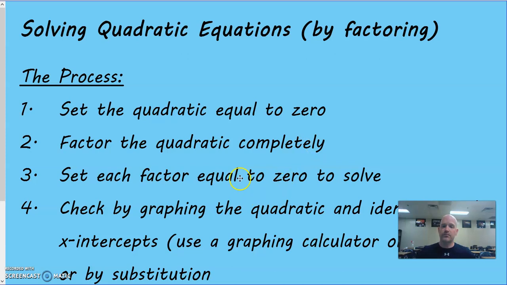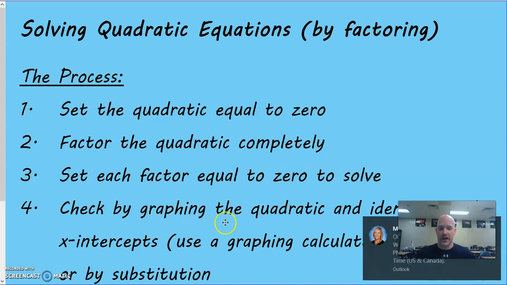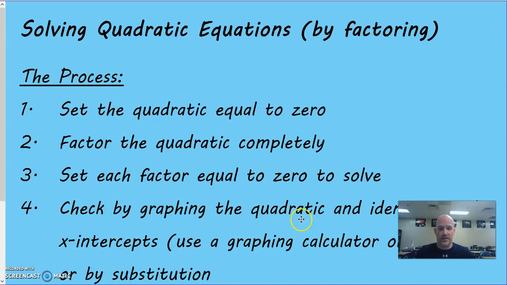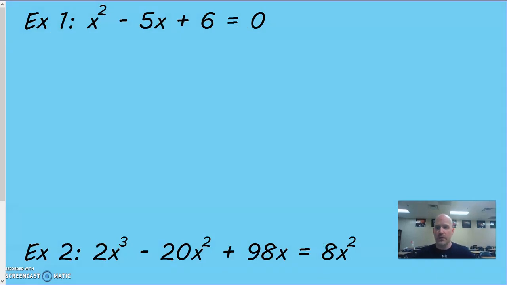Once we find those zeros, you can check them. You can do that by graphing and identifying where the x-intercepts on the graph are, or you can use direct substitution. So we're going to go through a couple of examples. The first one that we're going to look at is example 1, where we're going to be finding the solutions for x squared minus 5x plus 6 is equal to 0.